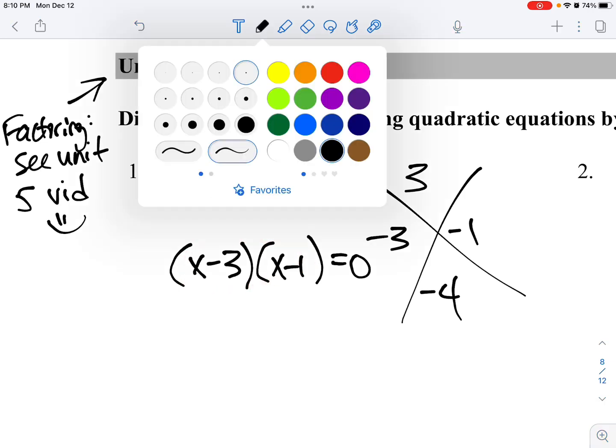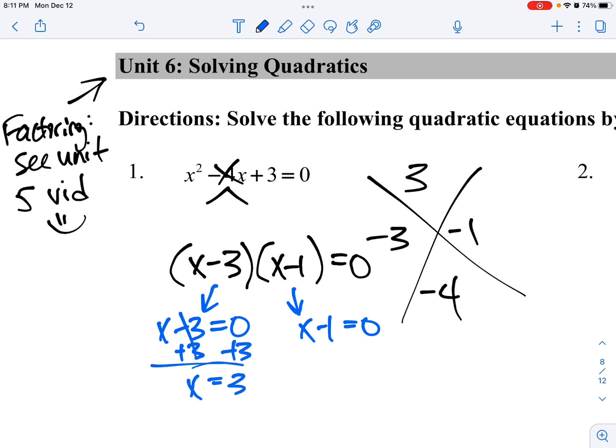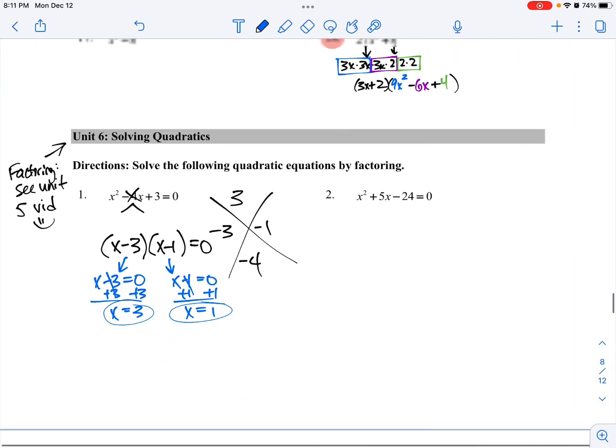But then remember, the next step after that is to set both of these parentheses equal to 0 and solve them. X minus 3 equals 0, so I'm going to add 3 to both sides here, and I get x equals 3 as one of my answers. I'm going to add 1 to both sides here, and I get x equals 1 as my other answer. So that's problem number 1.